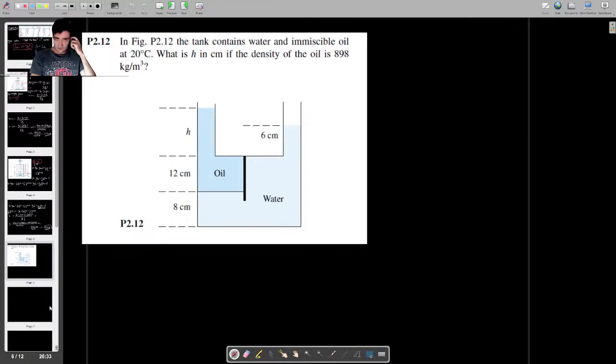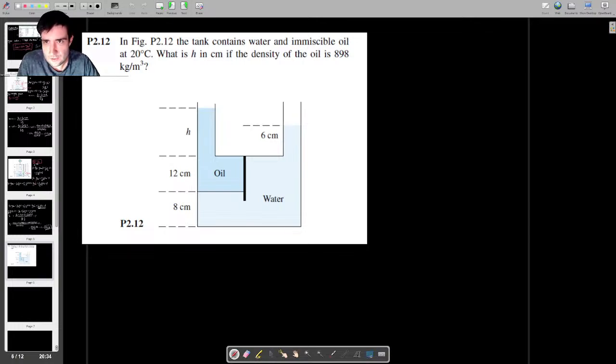Okay, so in this question we have another container. There's only questions with containers for the most part, because it's hydrostatics. There isn't really anything too interesting happening, to put it this way. So we know that the tank contains water and immiscible oil. Immiscible, as far as I know, means that it's not mixing with the water.